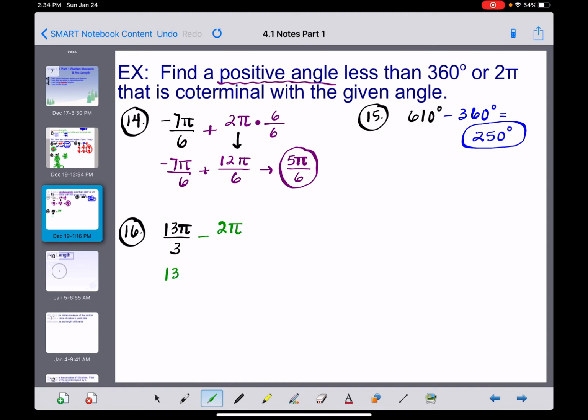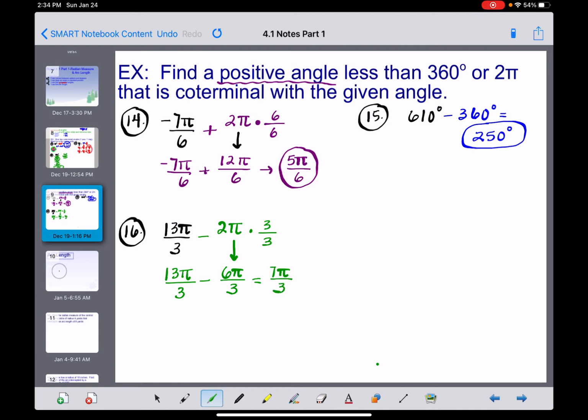So again, 13 pi over 3 minus, multiply by that common denominator. That's where that radian worksheet comes in handy. So again, if you didn't do that, or you weren't in the class at that time, you might want to go back and look at that. So minus 6 pi over 3, because 6 pi over 3 is equal to 2 pi. So 13 pi minus 6 pi would be 7 pi over 3.